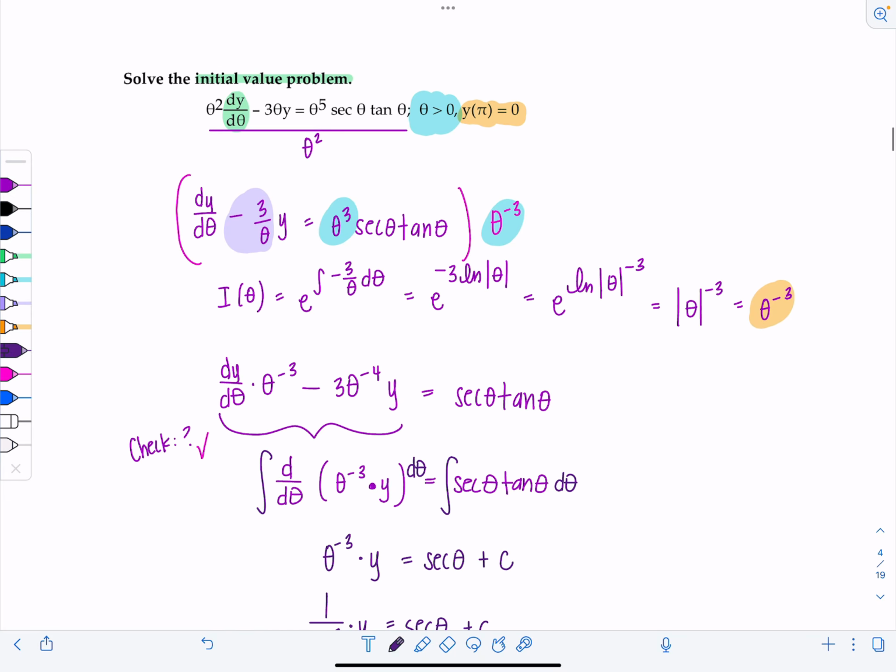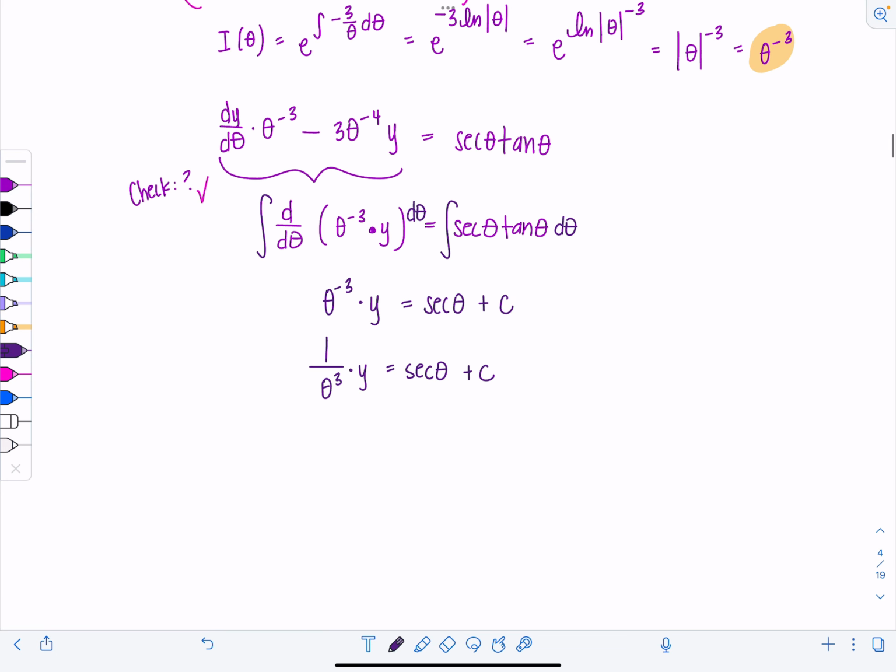So how do I find C? Well, they told me Y of pi equals 0. So I'm going to plug in pi for theta and 0 for Y. So pi for theta, so this is 1 over pi cubed, plugging in 0 for Y equals secant pi plus C. I just have 0 on the left-hand side. Secant of pi is -1. So that means C is +1.